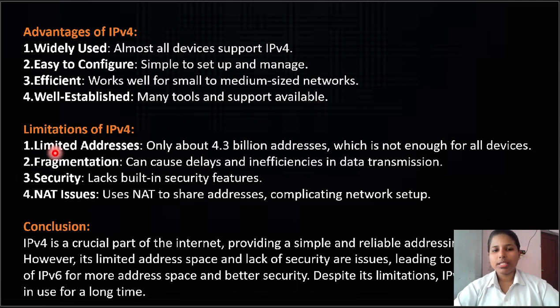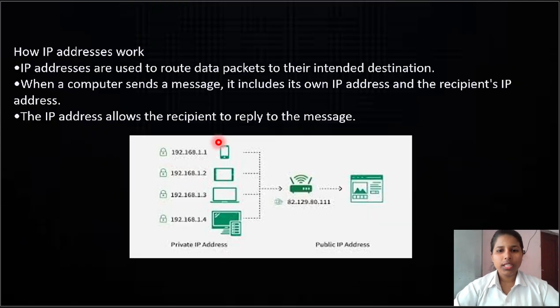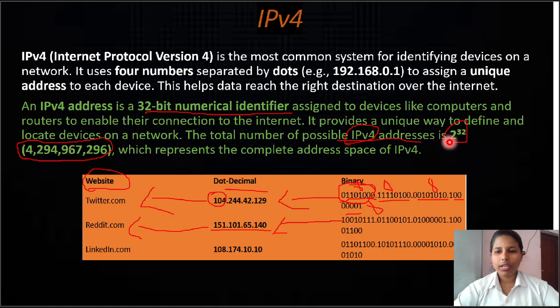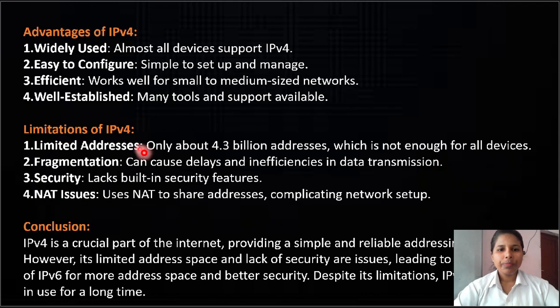And the limitation is limited addresses. As we told, the number of IP addresses we can have is 2 raised to 32, that is about 4.3 billion IP addresses only. So it is only about 4.3 billion IP addresses allowed, which is not enough for all devices.